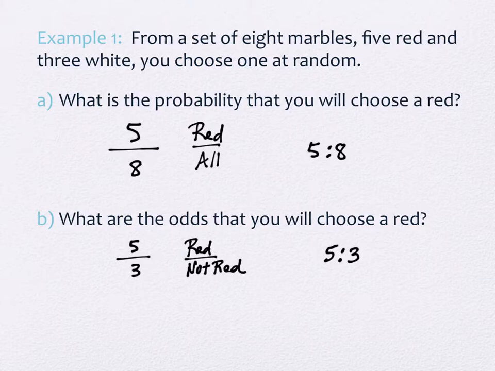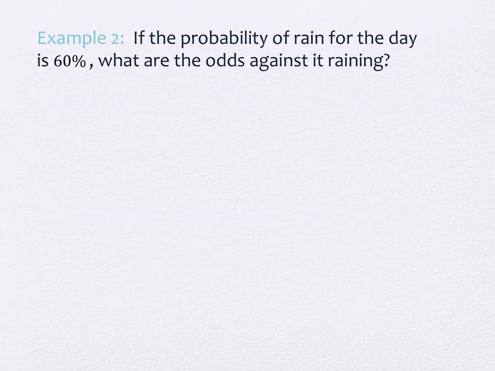So we can look at it when we have this sort of an idea of choosing objects from a number of objects, but we can actually look at it from a probability perspective too. So if the probability of rain for the day is 60%, 60% is equivalent to the decimal 0.6. So you can either use it from a percent perspective or from a decimal perspective. It actually won't matter. It wants to know what are the odds against it raining.